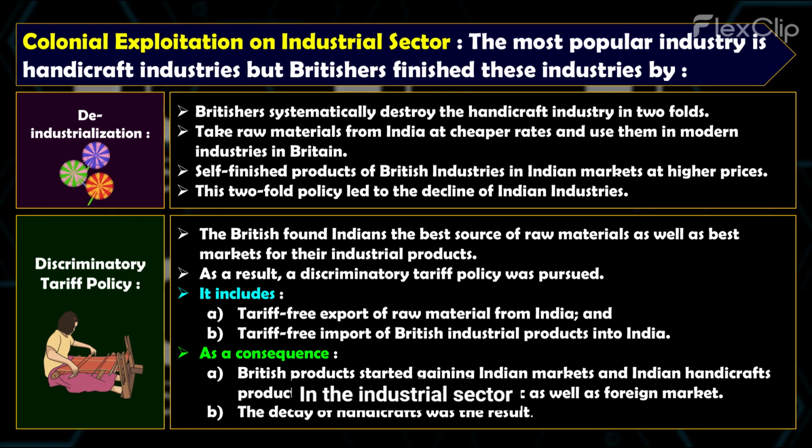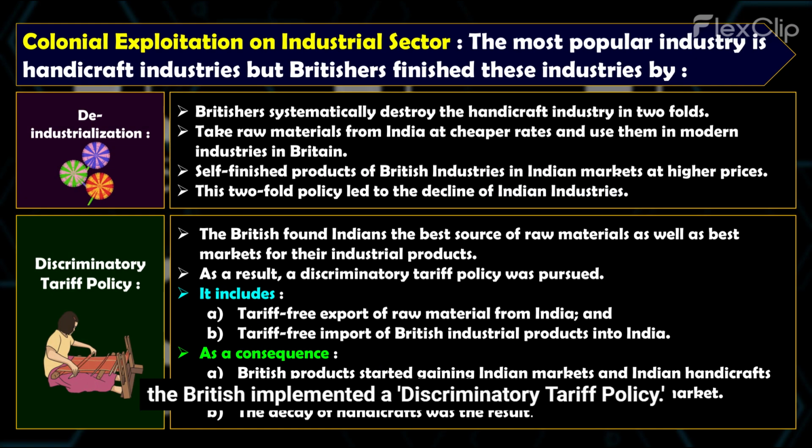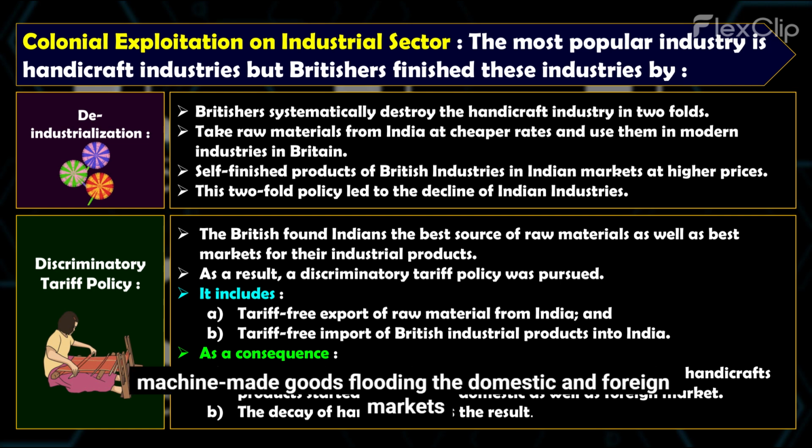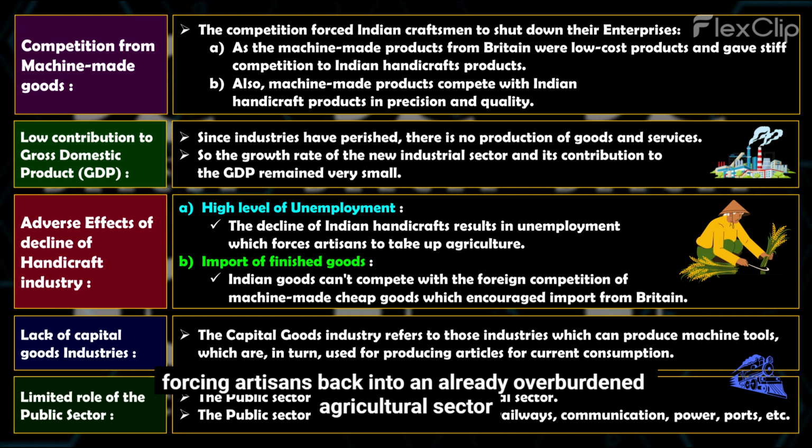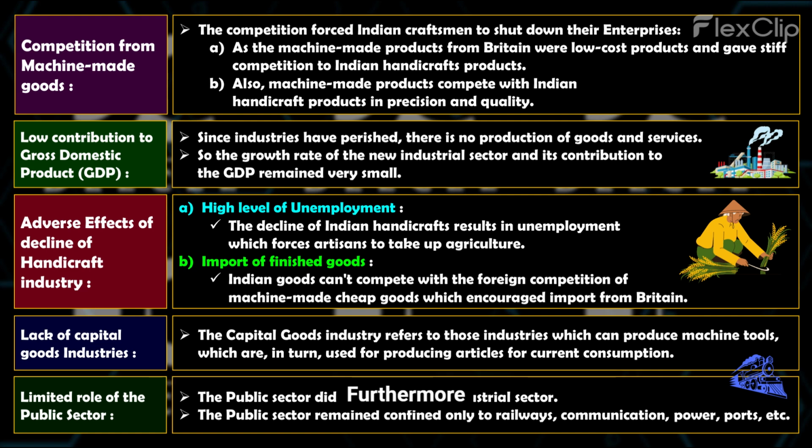In the industrial sector, the British implemented a discriminatory tariff policy. This allowed for the tariff-free export of Indian raw materials to Britain and the tariff-free import of British finished goods into India. This twofold policy effectively destroyed India's world-famous handicraft industry, as it could no longer compete with the cheap, machine-made goods flooding the domestic and foreign markets. The decline of handicrafts had devastating ripple effects. It led to massive unemployment, forcing artisans back into an already overburdened agricultural sector.